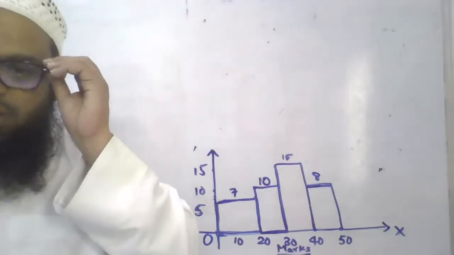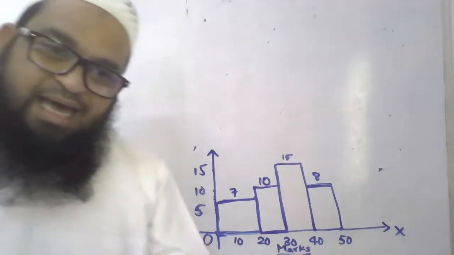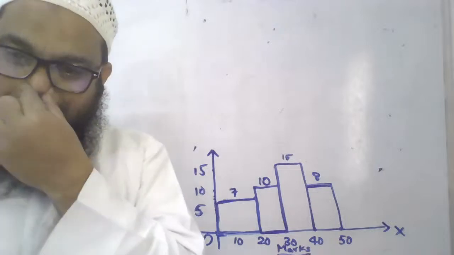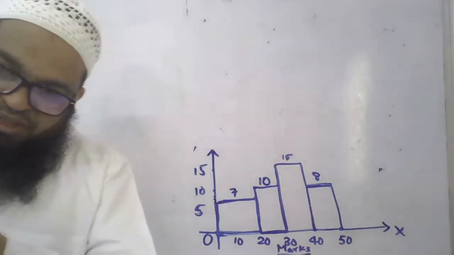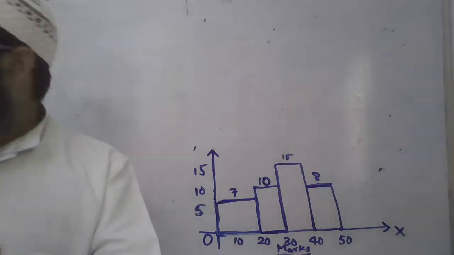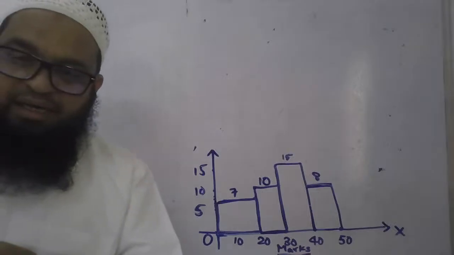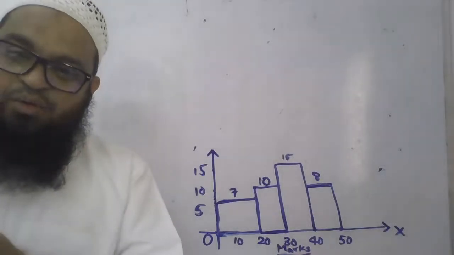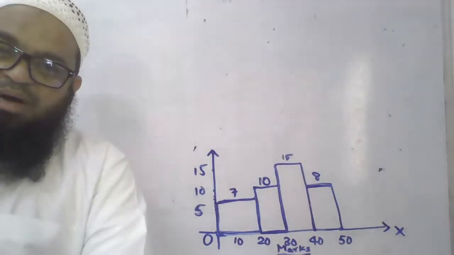Okay. Now listen to the question. What is the scale of the x-axis? Rishan, very good. What is the scale of the x-axis? Perfect answer, Rohan. 1 unit is equal to 10 marks. Good. 1 unit is equal to 10 marks. That is good.